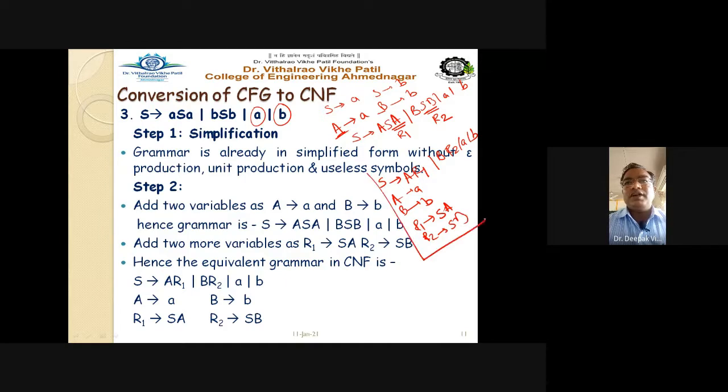So this is our actual answer to this particular question, right? It is very simple. There is no difficulty. Just what we have to do here, we have to start adding the variables, or non-terminals, with the help of this terminal symbol. Getting this point?